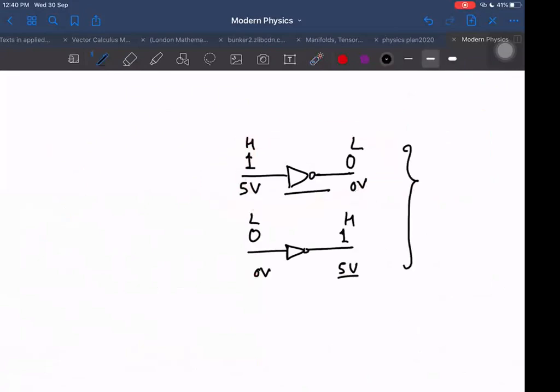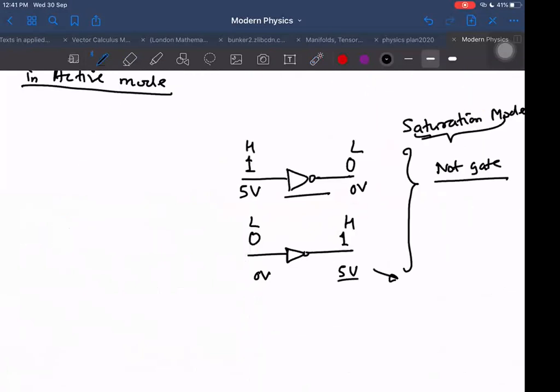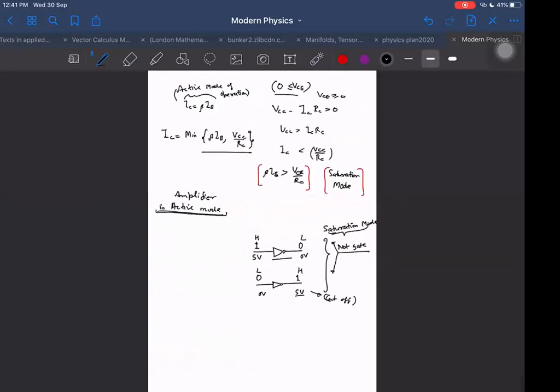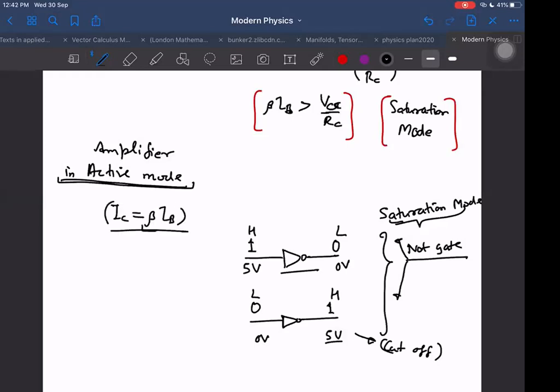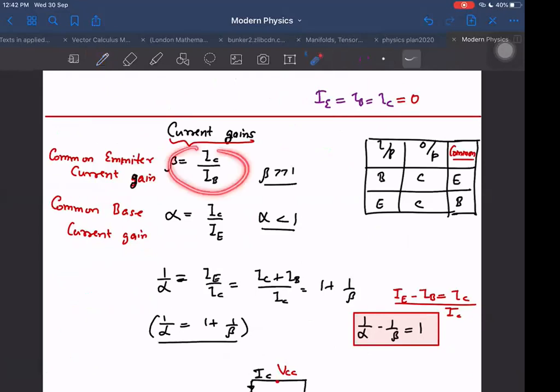When it acts like a NOT gate, it works in saturation mode, and it acts like an amplifier in active mode of operation. In active mode, IC becomes beta times IB, or alpha times IE in common base configuration. If I want to increase the current, I use common emitter, because in common base the output current is less than the input current. Common base is also important, but it does not have the advantage of the common emitter circuit.